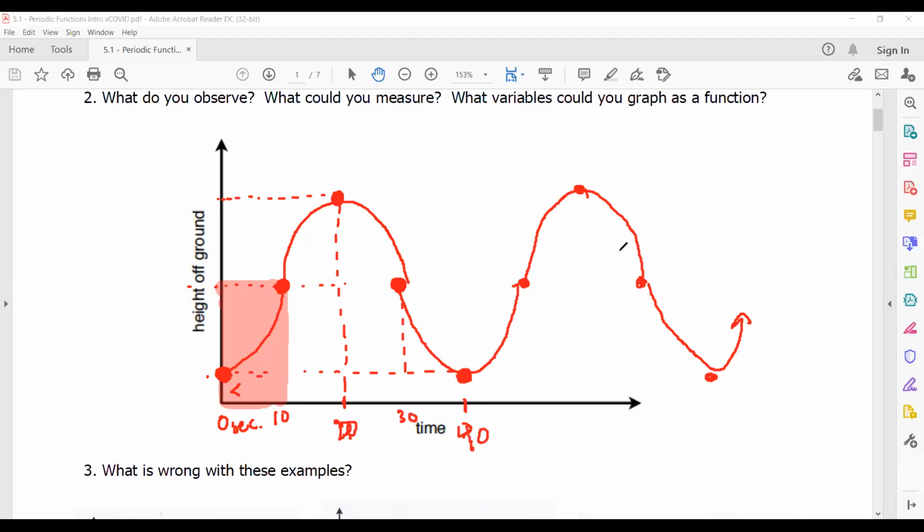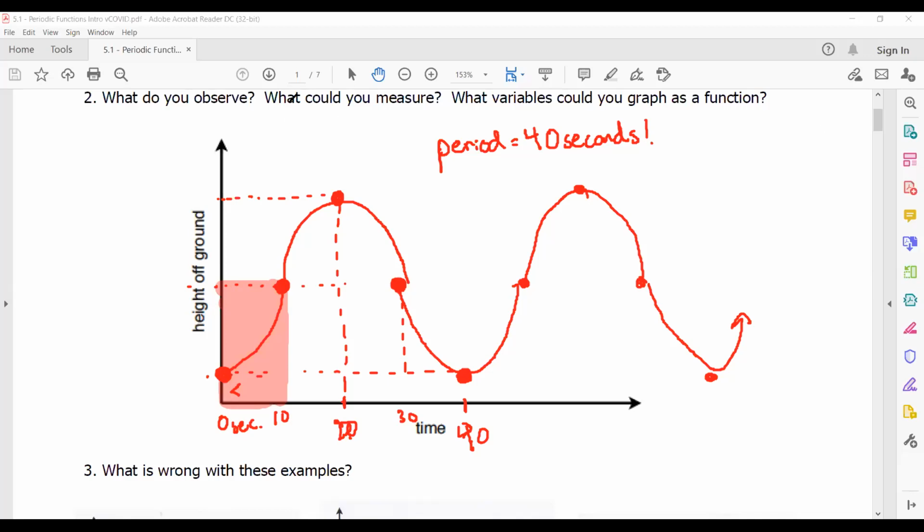That's absolutely right. So in this particular case, we say that a period, in other words, another way of saying the time for a full cycle, is 40 seconds. It's good. So I think this is as far as we can go in terms of pulling out information.